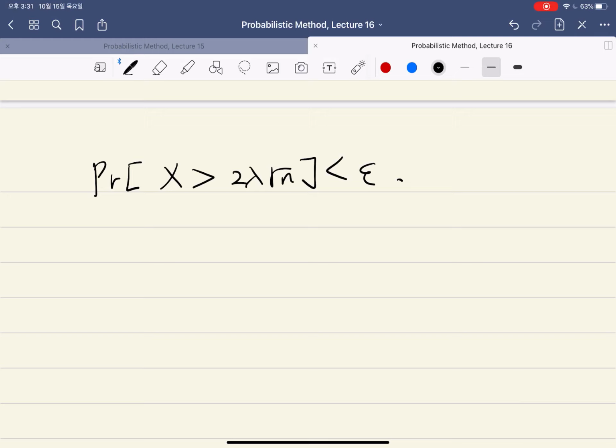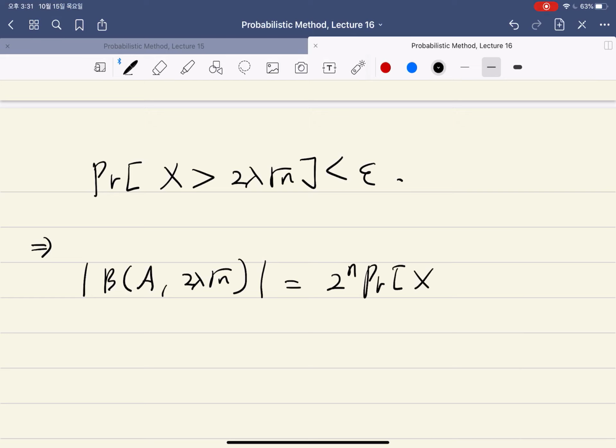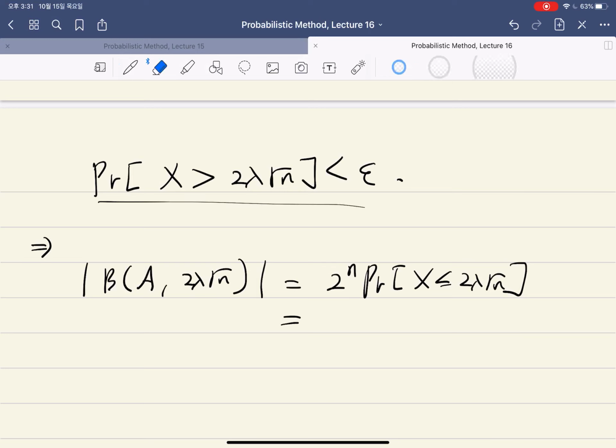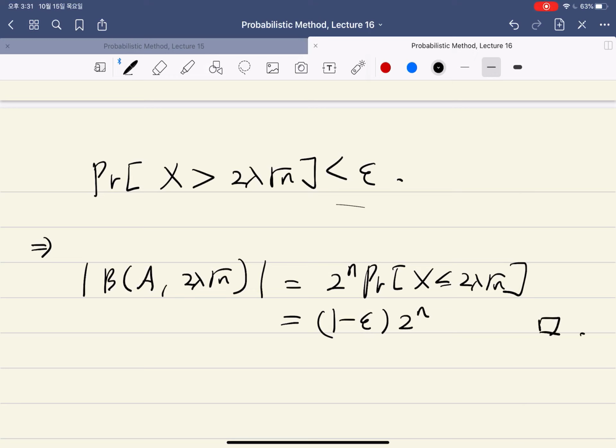So our choice of G is uniformly at random. So this implies that if we take a ball around A with a radius 2 lambda square root of n, then its size is nothing but 2 to the n times this probability. Not this probability, but this complement probability. So we get this. So this proves the theorem.